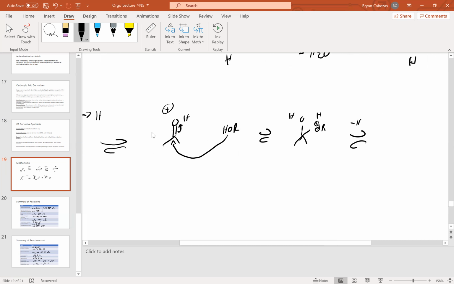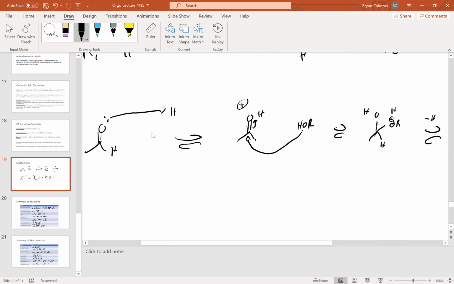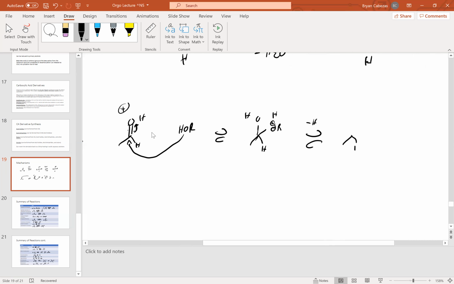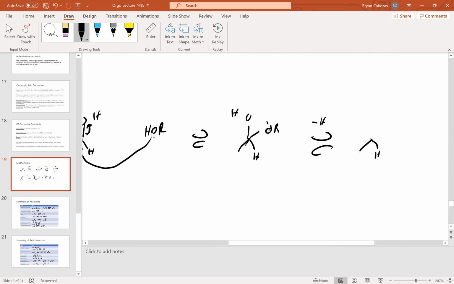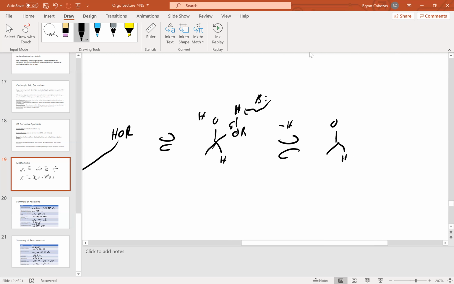So once we remove a hydrogen, let me just put a hydrogen here, let's keep this consistent. Hydrogen here, hydrogen here. And then once we remove that hydrogen from this OR group, like right here, we have a hydrogen on this oxygen that came initially from our alcohol. Once we remove this hydrogen, let's say a base picks it up. Base picks up this hydrogen, and then the bond from the hydrogen goes to the oxygen. What we're going to have is our hemiacetal.